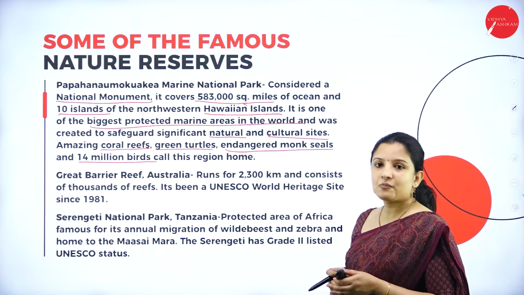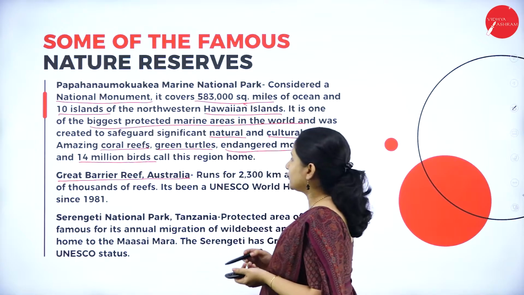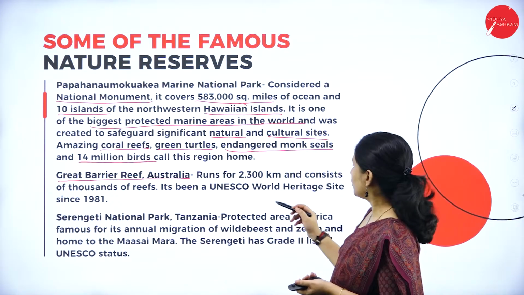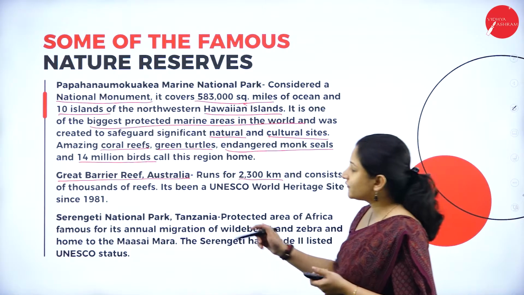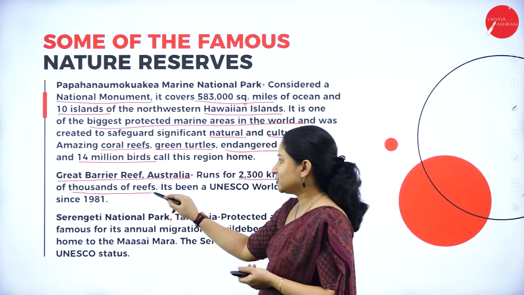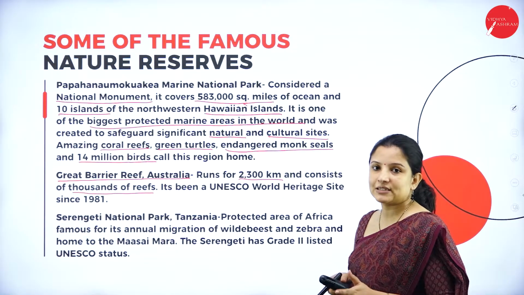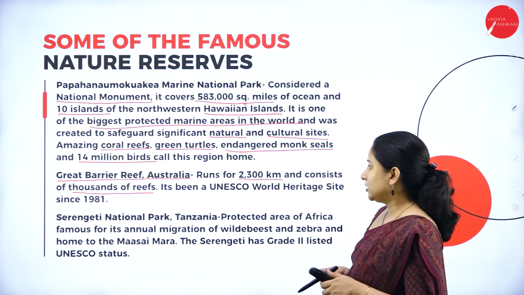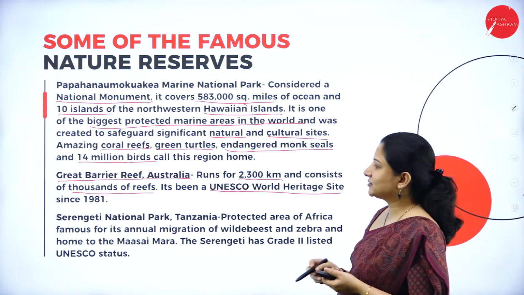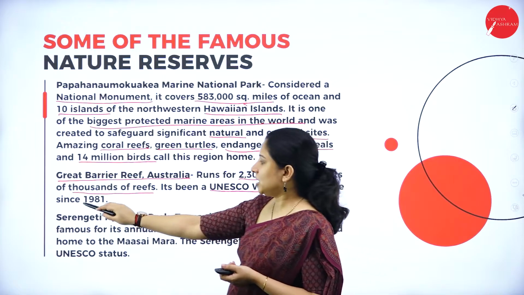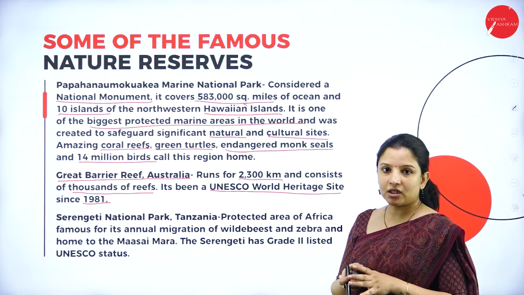Next is the Great Barrier Reef in Australia. The Great Barrier Reef in Australia spreads over 2,300 kilometers, and it consists of thousands of coral reefs. So the Great Barrier Reef is actually the largest coral reef that is present in the whole world, and therefore it is a UNESCO World Heritage Site since the year 1981, and no human intervention is allowed in this particular region.